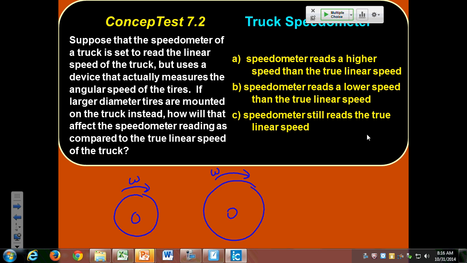Follow me? Which means I'm going to put big tires in my car so I go faster. Well, yeah. No, that's not what it means. It means that you're going faster than your speedometer says.